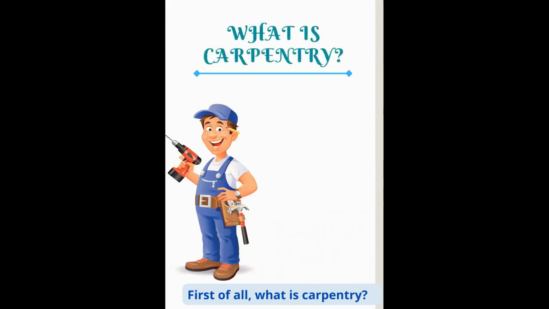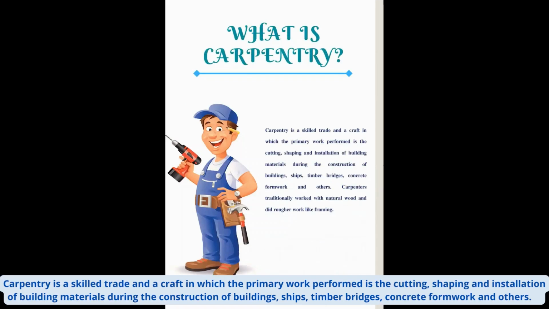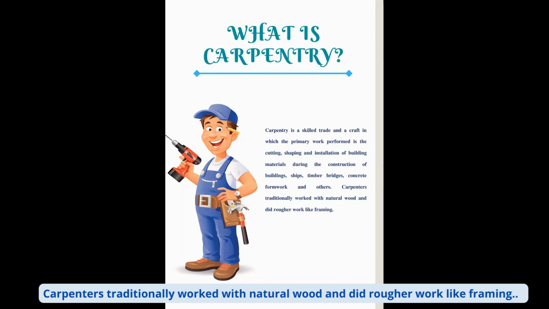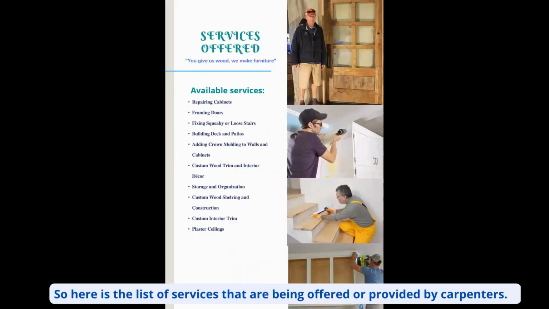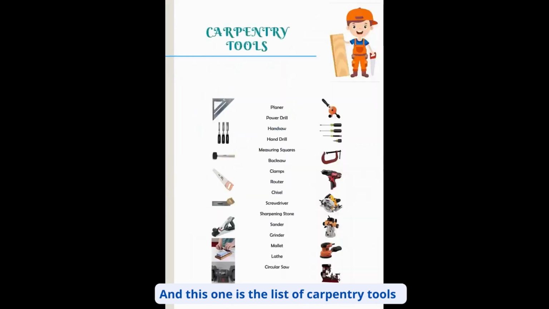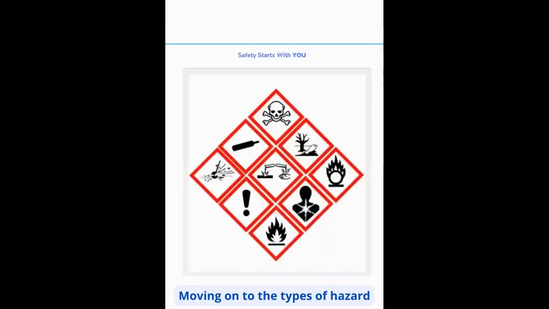First of all, what is carpentry? Carpentry is a skilled trade and a craft in which the primary work performed is the cutting, shaping, and installation of building material during the construction of buildings, ships, timber bridges, concrete formwork, and others. Carpenters traditionally worked with natural wood and did rougher work like framing. So here is the list of services that are being offered or provided by carpenters. And this one is the list of carpentry tools.